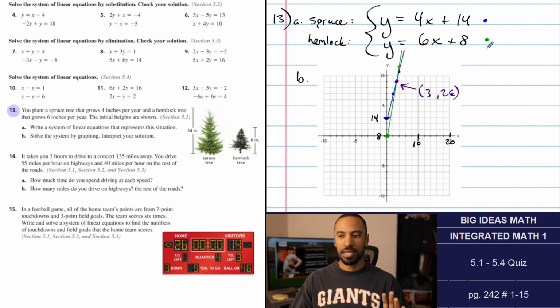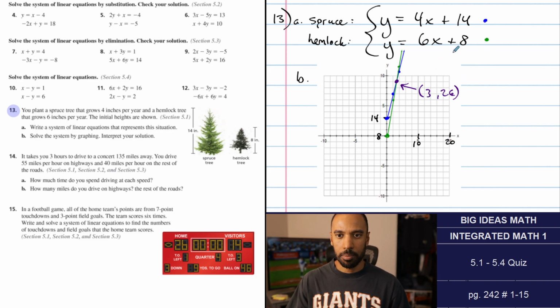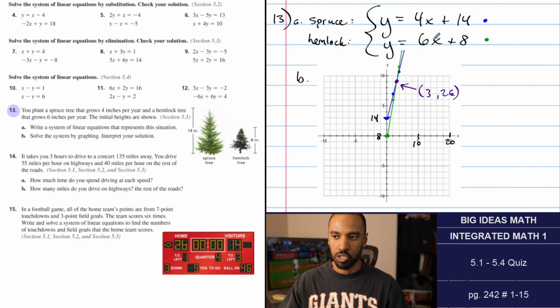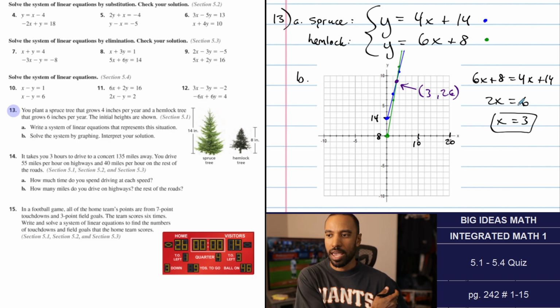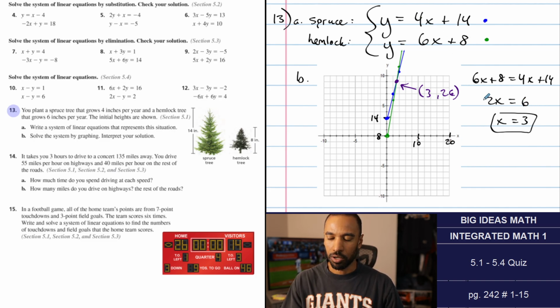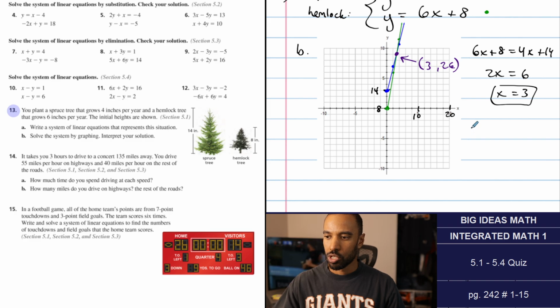So that's my solution. I'm going to double check that by solving this by substitution, which is substitute 6x plus 8 for y over here. I wish they just asked us to solve. They said solve by graphing, so it is what it is. Subtract 4x from both sides, subtract 8 from both sides, divide both sides by 2, you do get x equals 3. To solve for y, you can plug in 3 to either equation. I really don't care which one, I guess the bottom one. So y equals 6 times 3 plus 8, or 18 plus 8, which is 26.